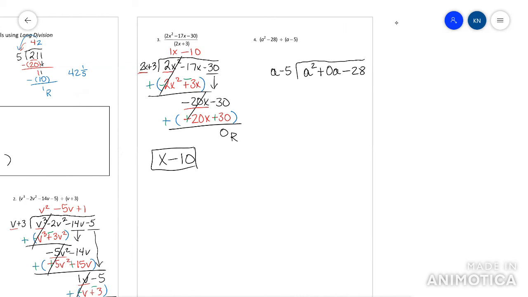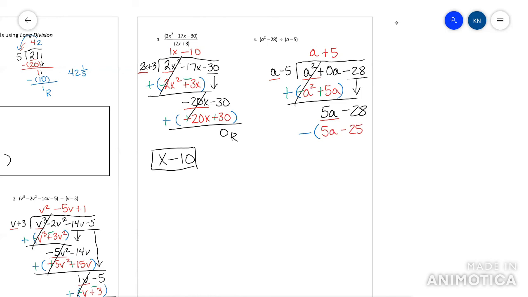All right, same process. A squared divided by a is a. Distribute the a. You'd get a squared minus 5a. Minus this whole thing. Distribute the negative and change these signs and combine. The a squareds cancel and it leaves 5a. Drop your next term and repeat. 5a divided by a is plus 5. Distribute a plus 5 to these things. So that would get 5a minus 25.